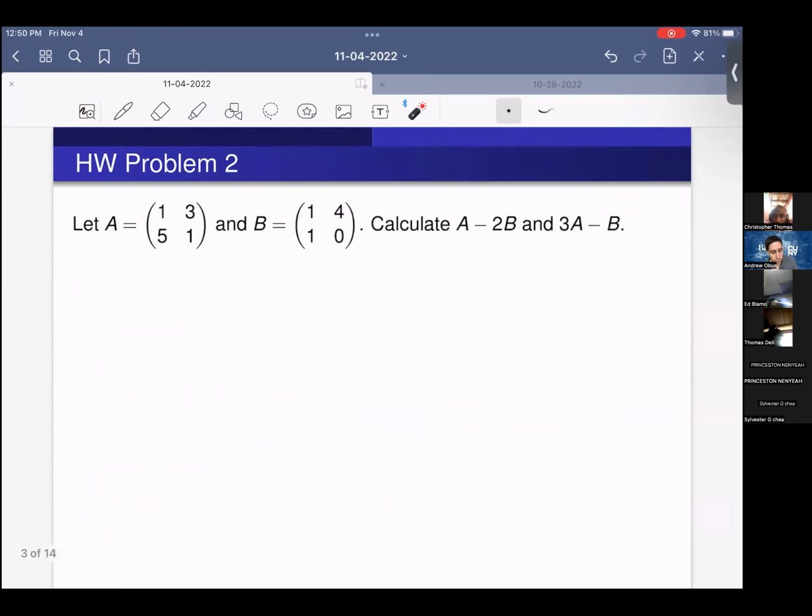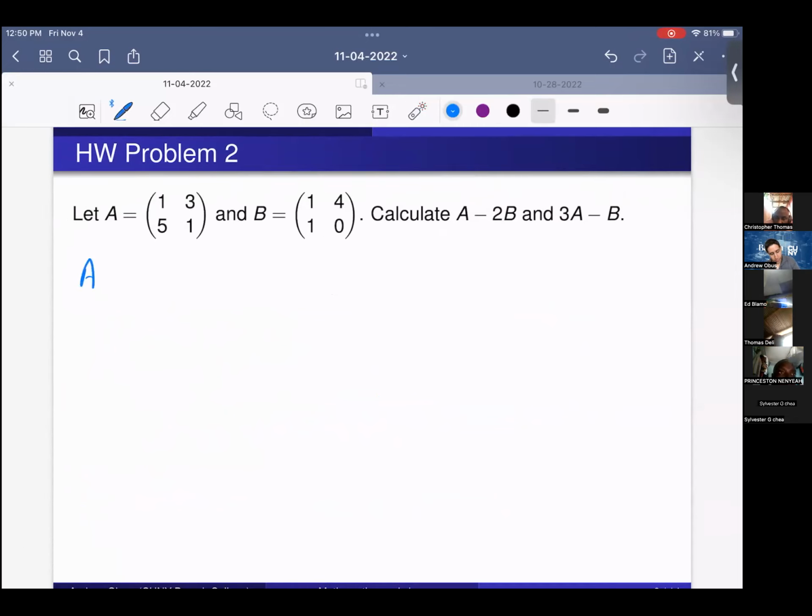Okay, so let's talk about problem 2. Problem 2 is much more basic, so maybe I'll just go over this to save some time. So we're given two matrices here. We want to calculate A minus 2B and 3A minus B. I'm just going to do these out because this is pretty straightforward.